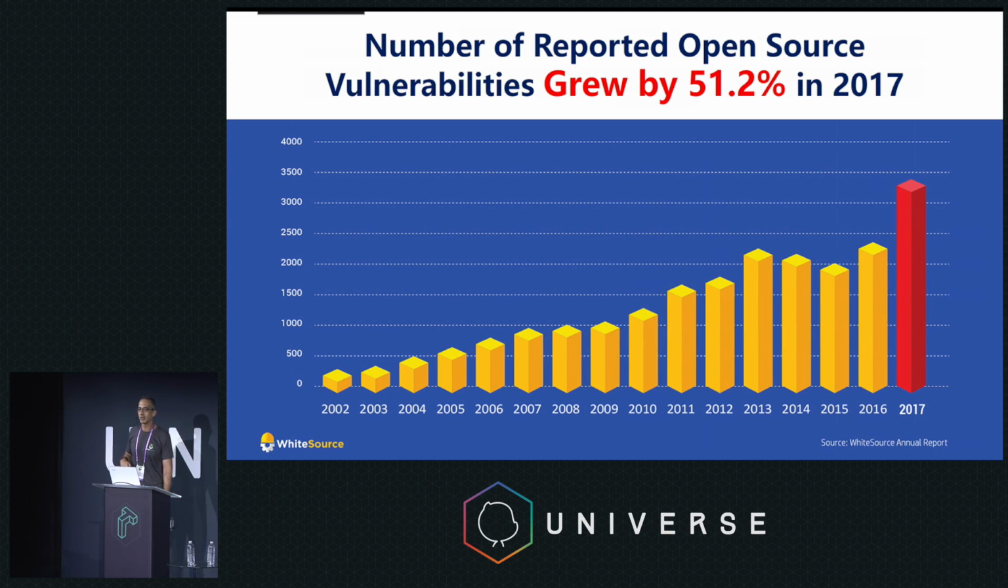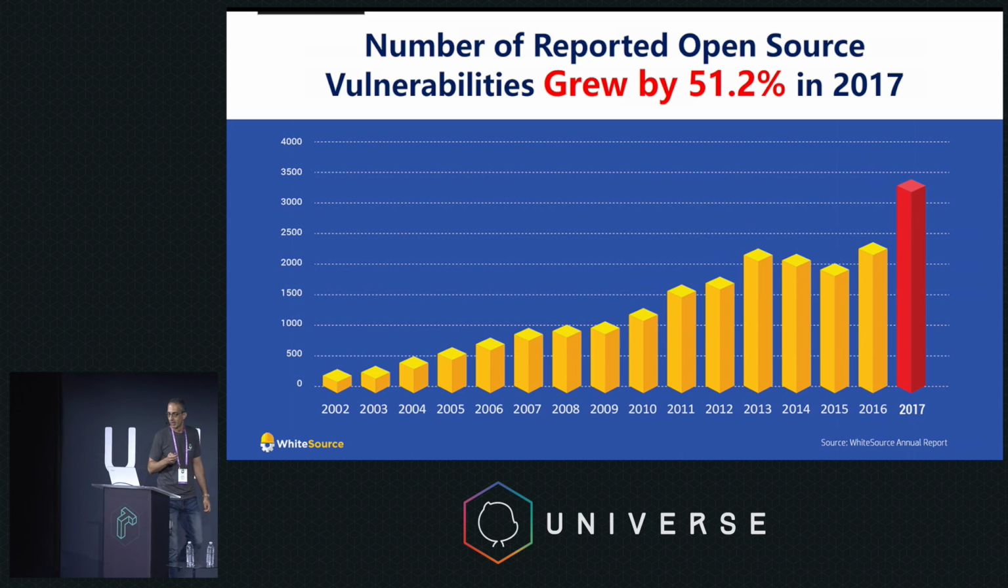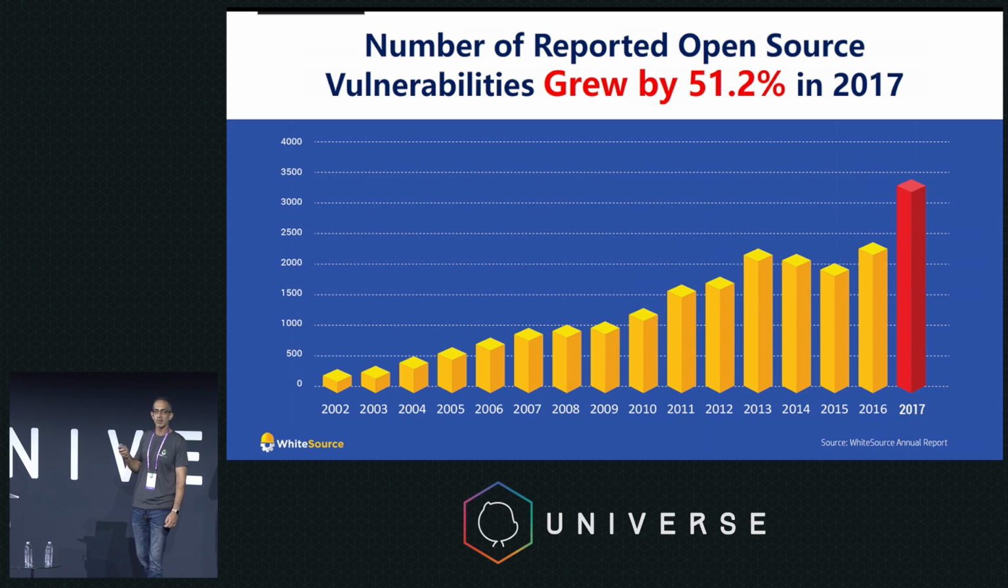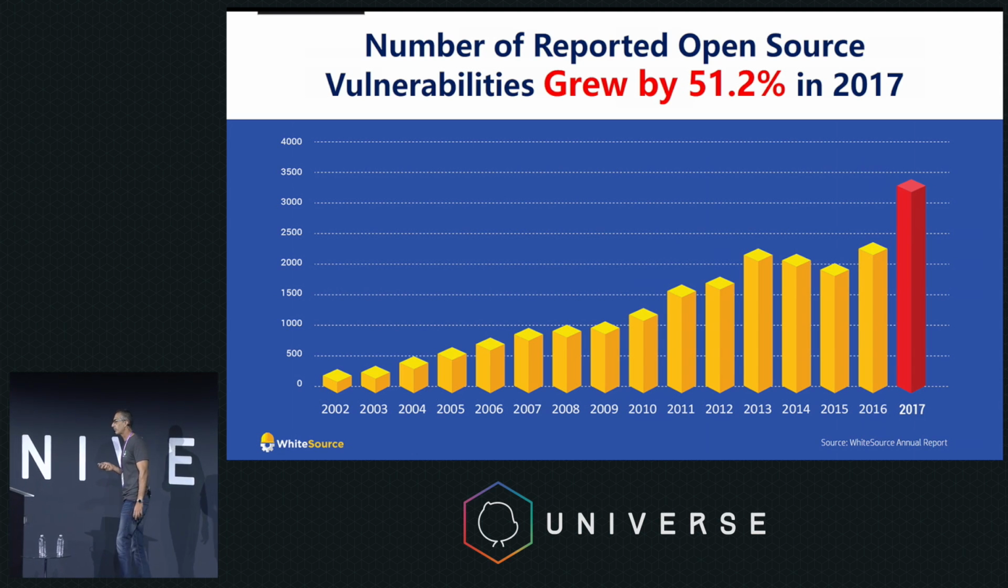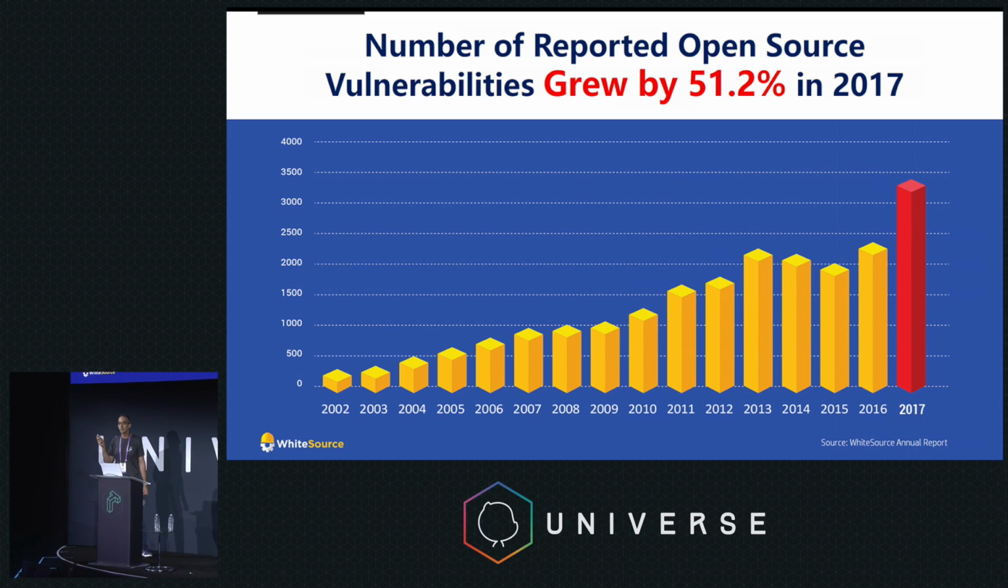We at WhiteSource generate an annual report with regards to security vulnerabilities in open source components. And the trend that we're seeing in the last 18 months is that the number of reported security vulnerabilities in open source components grew by more than 50% year over year from 2016 to 2017. If we look at the 3 quarters of 2018, this trend just keeps on. So you can expect hackers to try and hack into open source components running your applications.